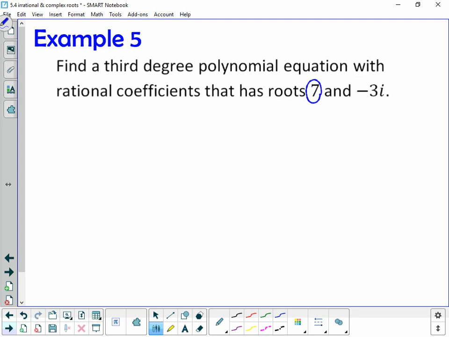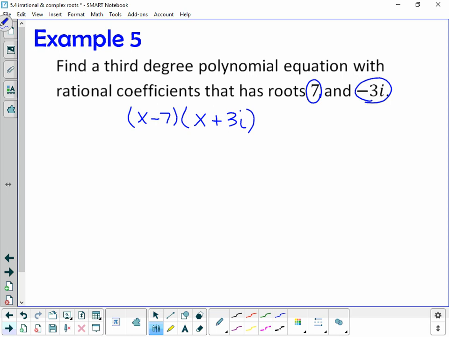We know it has a root of 7. That tells us it has a factor of x minus 7. It also has a root of negative 3i. So we have a factor of x plus 3i.